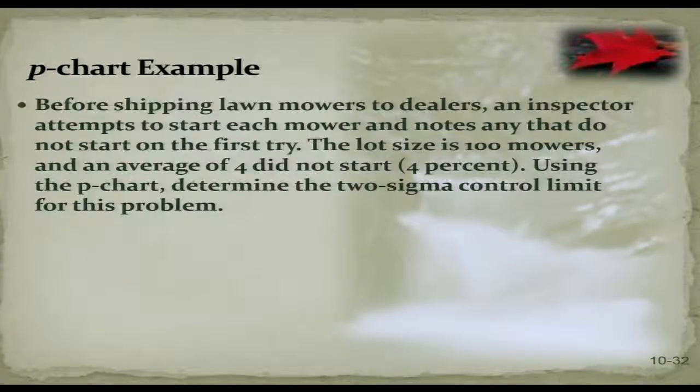Okay, example. Before shipping the lawnmowers to dealers, an inspector wants to start each mower and logs any that do not start on the first try. Just fail or succeed. The lot size is 100 mowers, which means the sample size is 100. And an average of 4 mowers did not start, so that's 4%. Using the P chart, determine the 2 sigma control limit for this problem.